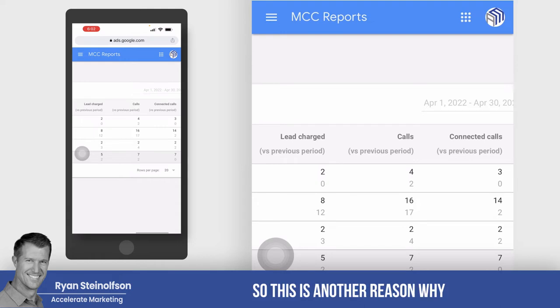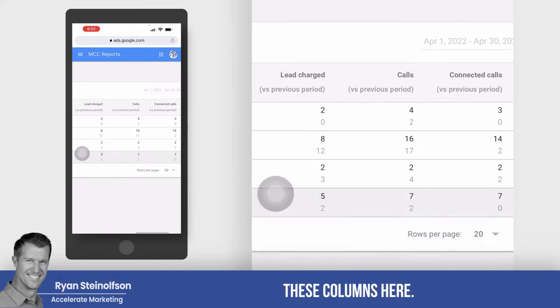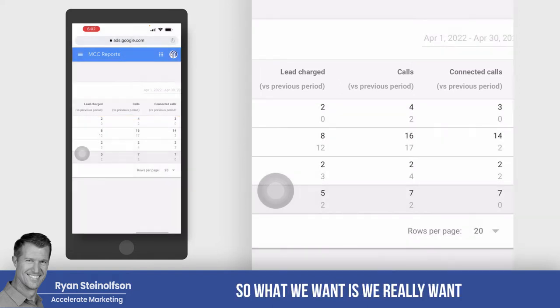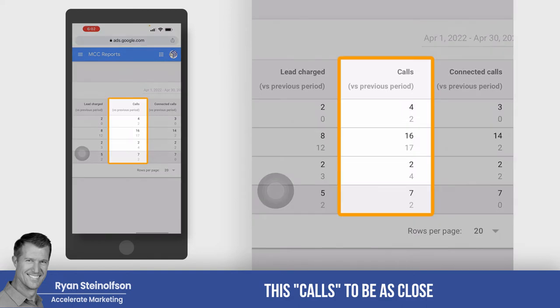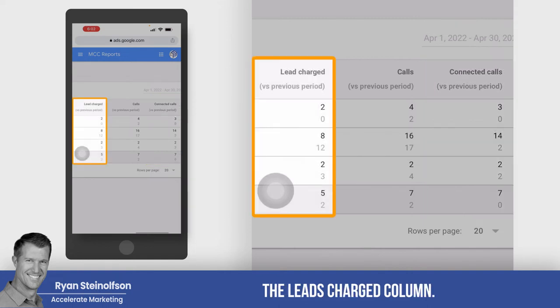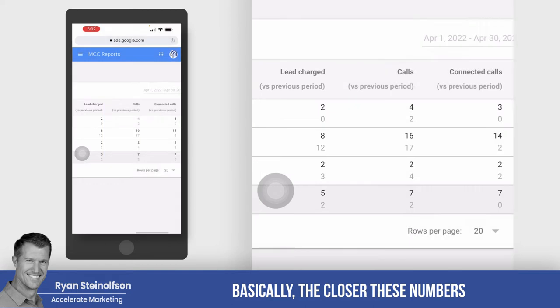So this is another reason why having our agency do an audit for your firm or business is so important, so that you actually can see these columns here: calls, connected calls, and then leads charged. What we really want is for the calls column to be as close to the connected calls column, and the connected calls column to be as close to the leads charged column. Basically, the closer these numbers are to each other, the better, and typically the higher response time your client is going to have. So I hope that makes sense.